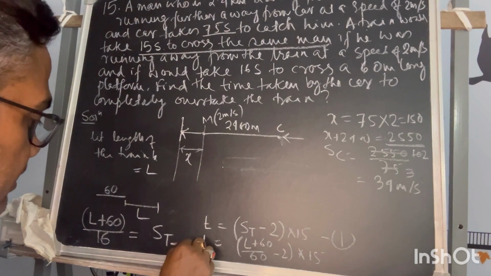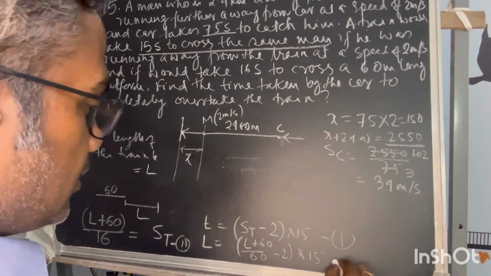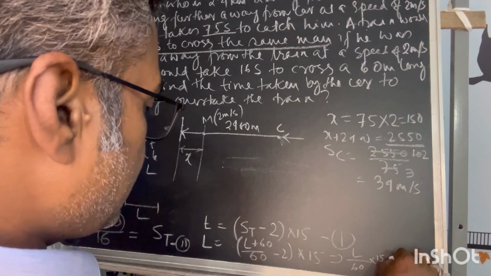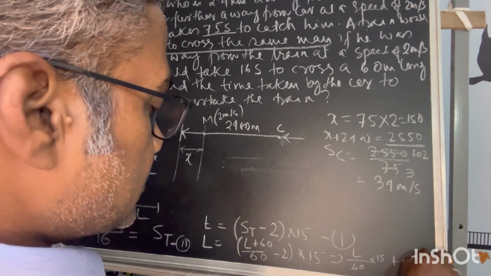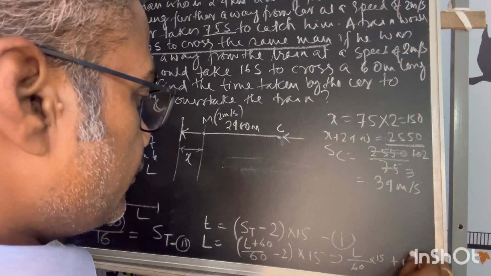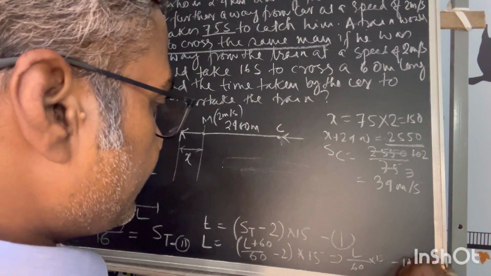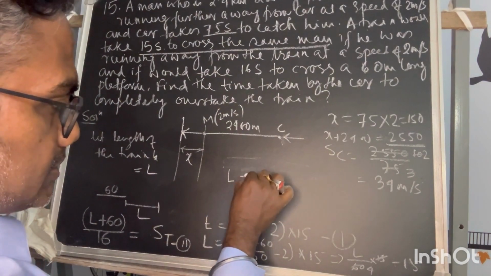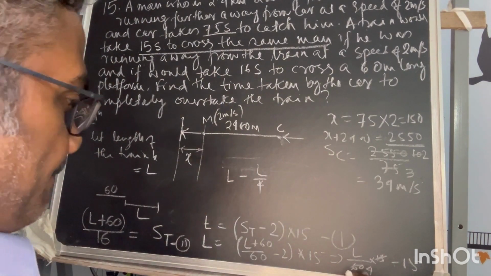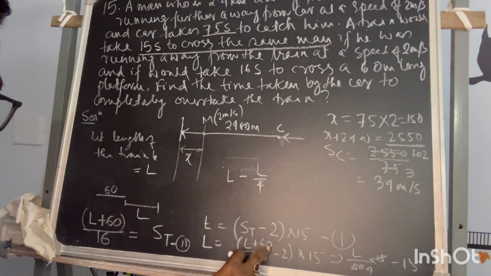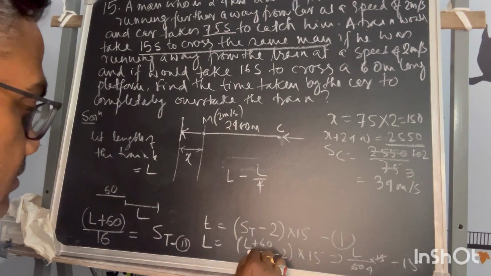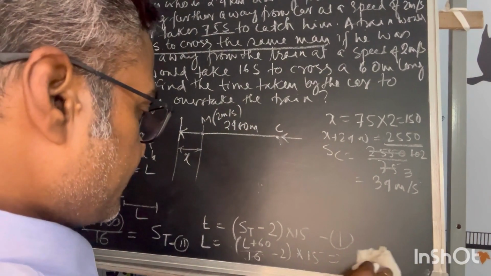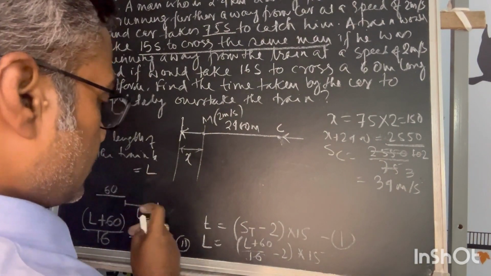This is your second equation using here. So now if I reduce it, this will be L by 60 into 15 minus plus 1 minus 2 into 15. So ultimately this will be minus 15. So this is equal to L. So L minus L by 4. What I have done? L plus 60 by 16, not 60. Sorry, I have made a mistake. This is too much of calculation, no? Okay, fine, no issue.